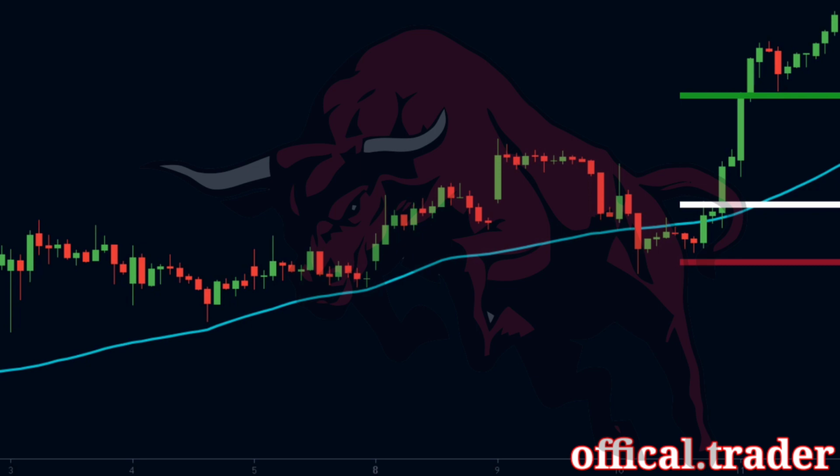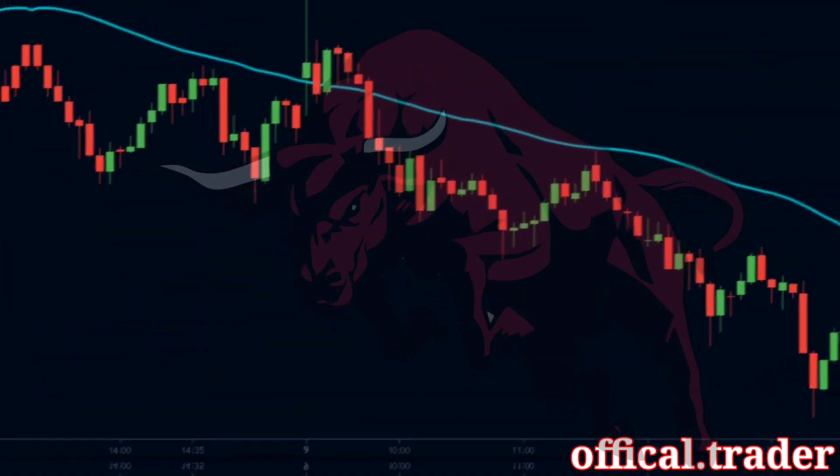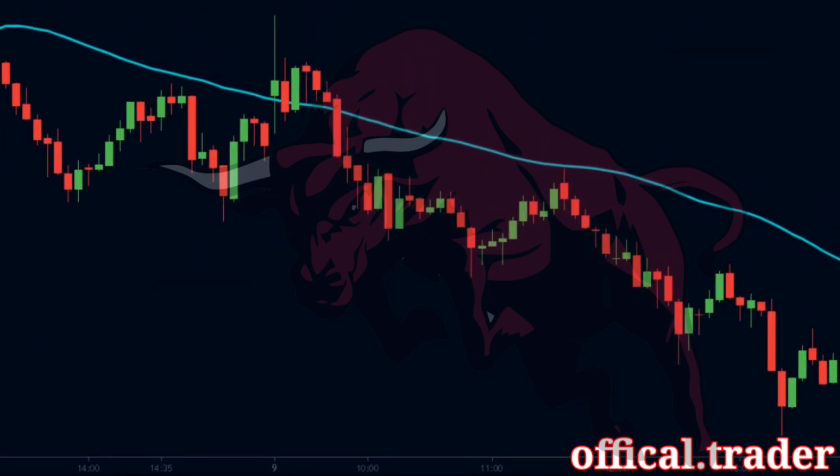As you can see, the price rallied after the break of this line. Here is a sell trade on the 5-minute chart.